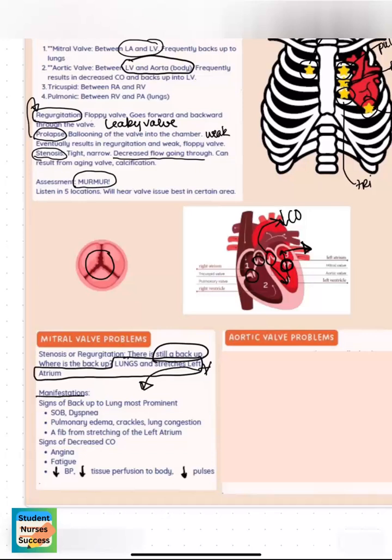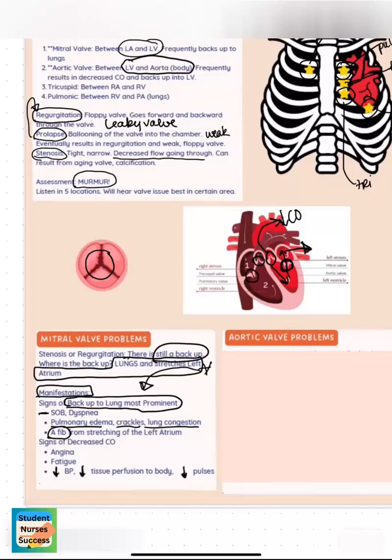So manifestations of mitral valve prolapse, mitral valve stenosis, and mitral valve regurgitation are all going to lead to these symptoms. The backup into the lungs is really our most prominent problem, and patients will develop shortness of breath, dyspnea, or difficulty breathing. We start to see some pulmonary edema, crackles, and lung congestion. So when we listen to their lungs, they're going to sound very wet and moist because of that extra blood that's backing up into the pulmonary circulation. What you also might notice is the development of atrial fibrillation. From the stretching of that left atrium, it actually starts to distort the electrical pathway.